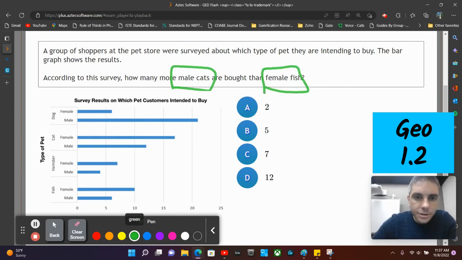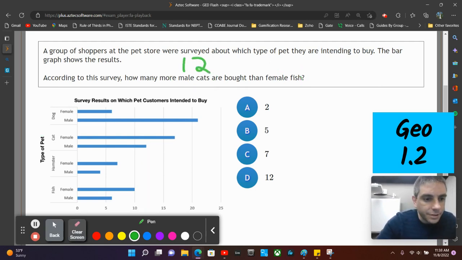Okay, so let's get a good idea here of the number of male cats first. Looking at cats, male right here, probably a little bit less than halfway. I would say 12. Okay, now for female fish, we've got female is exactly at 10. 12 minus 10 is, of course, 2.